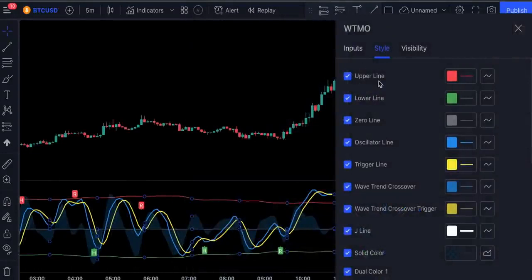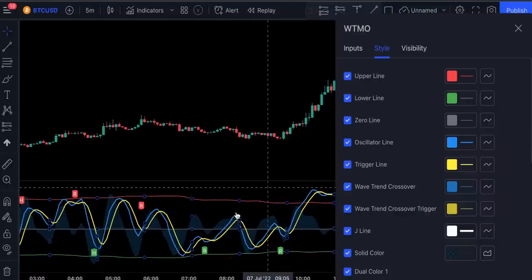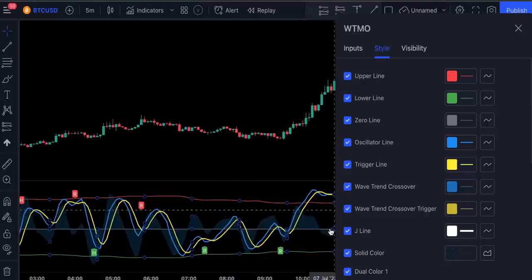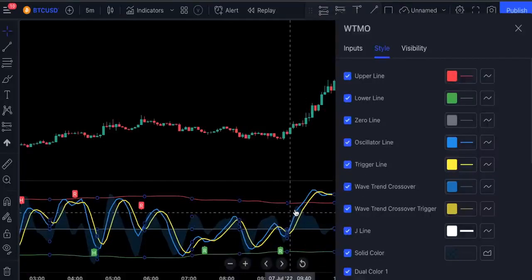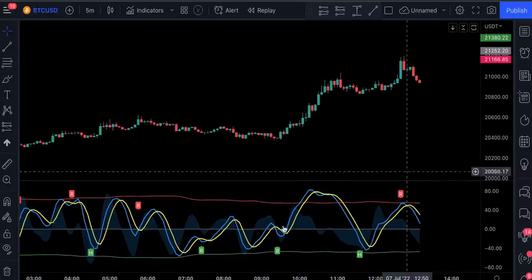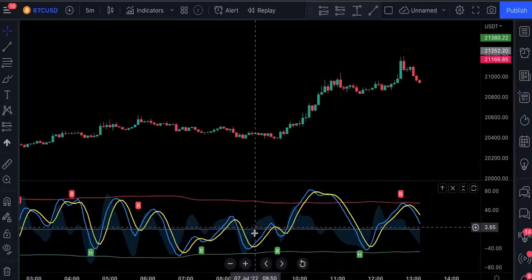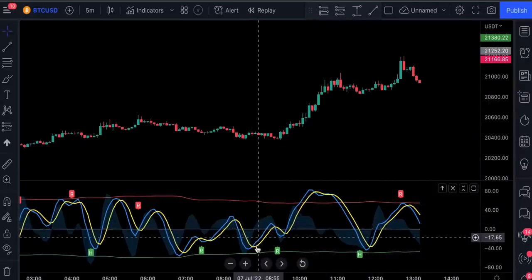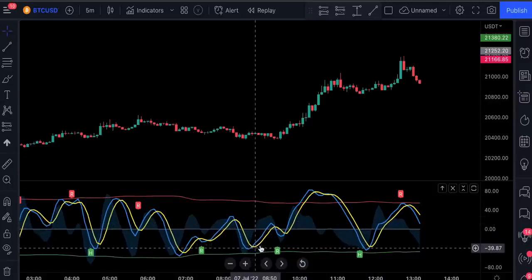First we have upper and lower lines, which are these ones right here. Then we have a zero level, an oscillator line, which is this blue line. Then we have this trigger line, which is colored yellow, and the wave trend crossover. This tool can be used as either a zero line or two line cross indicator. For a long signal you can either wait for the wave trend crossover to cross above 0, or for this blue oscillator line to cross above the yellow trigger line.